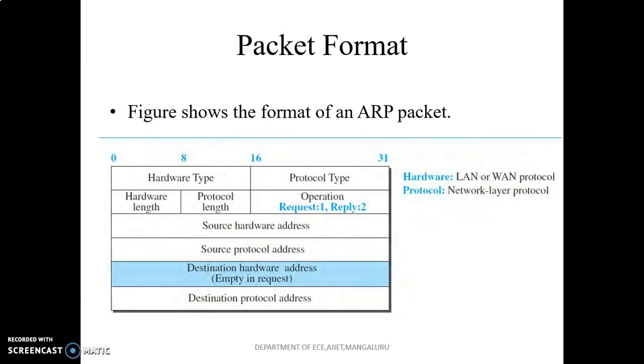Now let us see the packet format. The hardware type field defines the type of the link layer protocol. Ethernet gives the type 1. The protocol type field defines the network layer protocol; the IPv4 protocol is 0x0800. The source hardware and source protocol address are variable length fields defining the link layer and network layer address of the sender. The destination hardware address and destination protocol address fields define the receiver's link layer and network layer address.